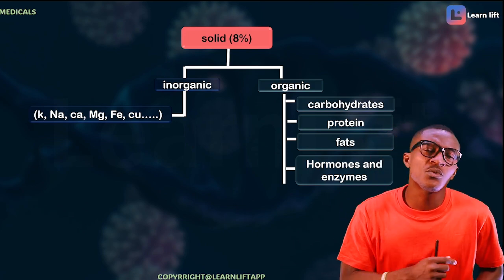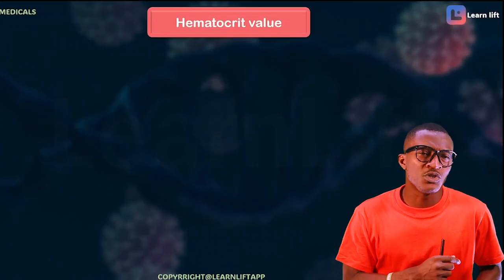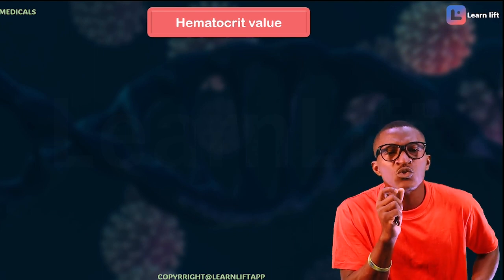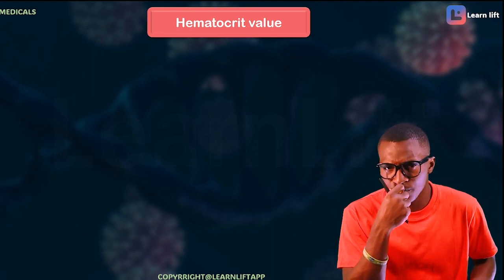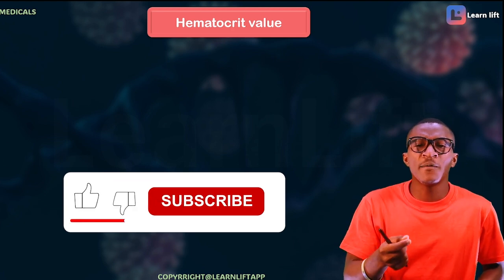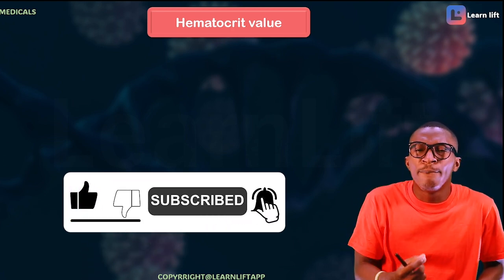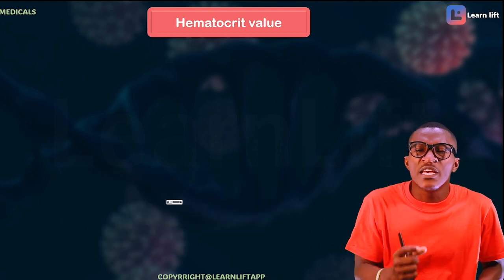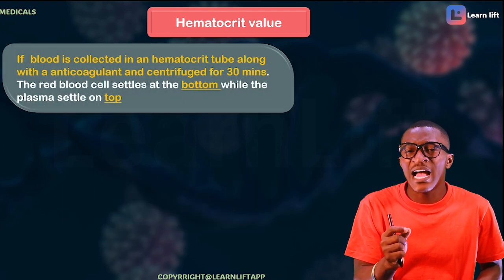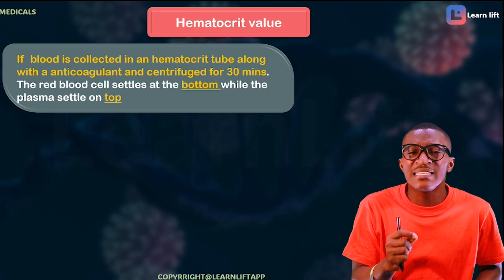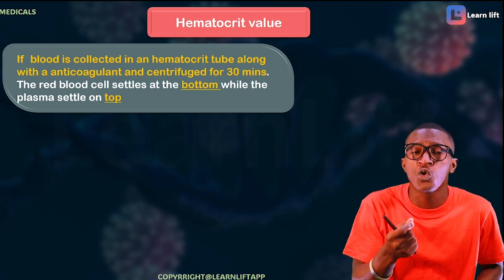And this is what we call the composition of blood. Now, let's go to what we call the hematocrit value. Let's say, for example, you extract blood from a patient and you put that blood in a hematocrit test tube and you add your anticoagulant to it so that the blood does not coagulate.